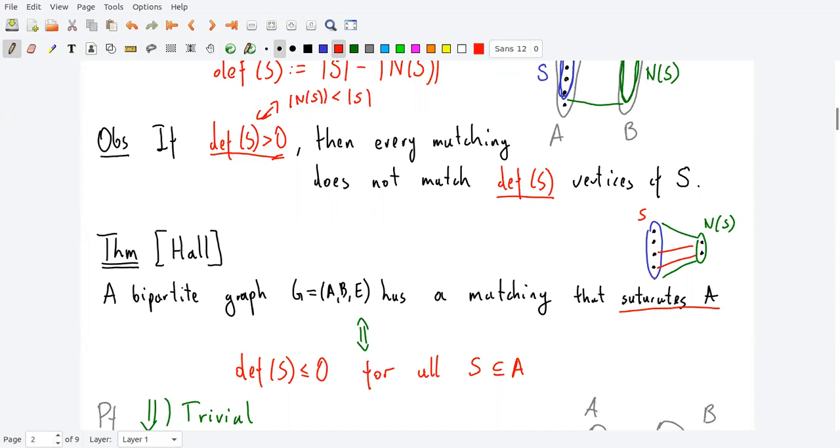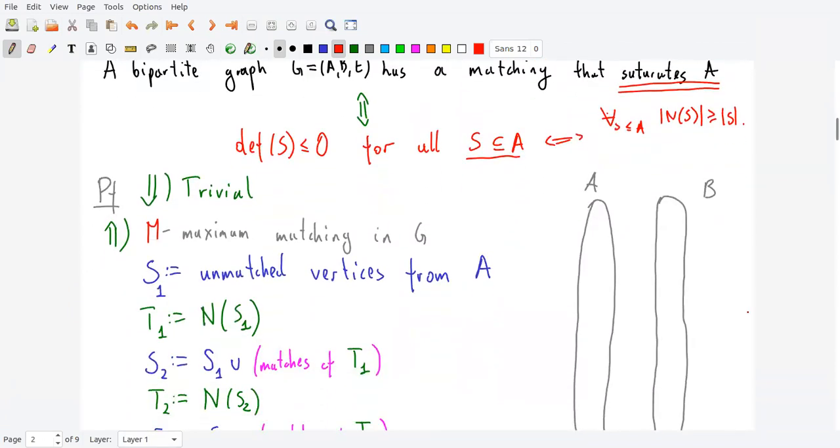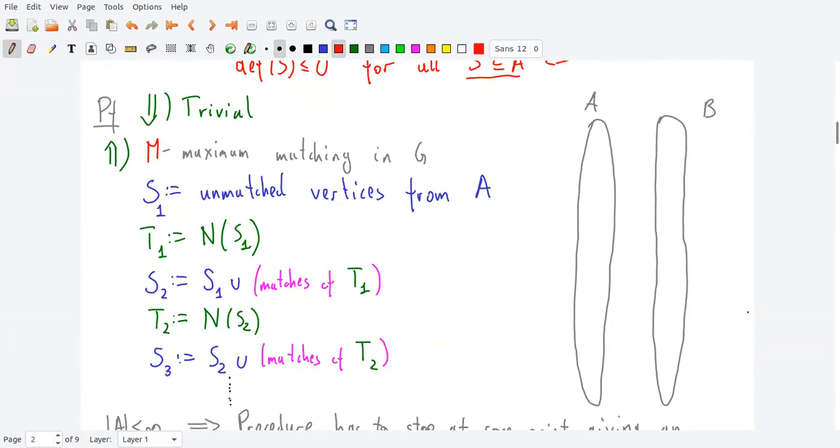So Hall's theorem says that a bipartite graph has a matching that saturates the left side, saturates the side A, if and only if the defect of every subset of A is non-positive. So in other words, this means that for every set S, for every subset of the left side, the number of neighbors of the set S is at least as large as the size of S, right? Right, so now let's prove this theorem. I hope that many of you have already seen the proof of this theorem on some discrete maths course, but let's go through it again.